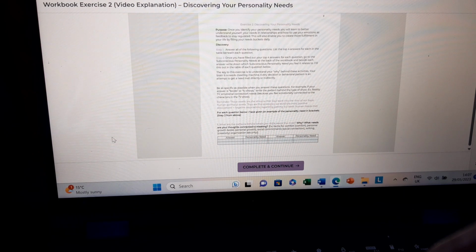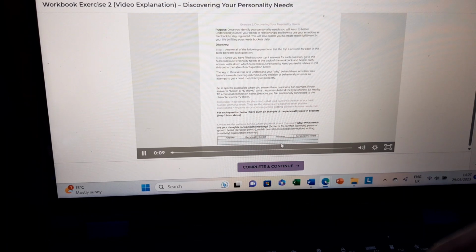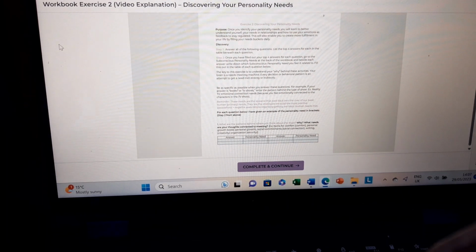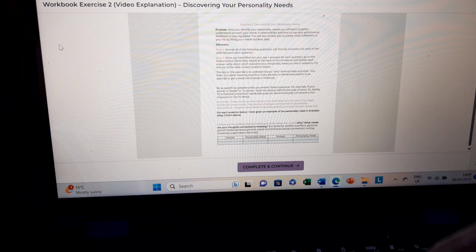So the purpose of exercise 2 here, when it comes to discovering your personality needs, is that once you identify your personality needs, you will learn to better understand yourself, your needs in relationships, and how to use your emotions as feedback to stay regulated. This will also help enable you to create more fulfillment in your life by filling your needs buckets daily.